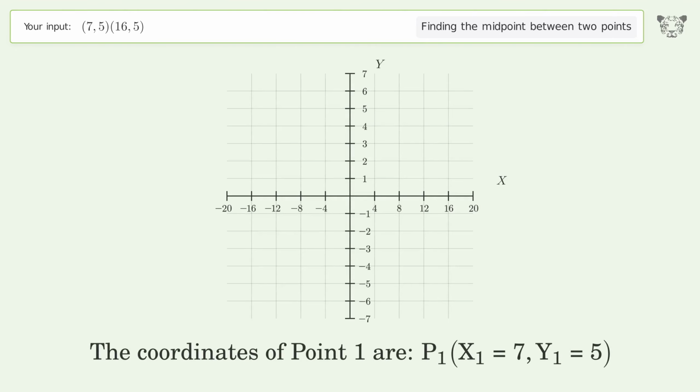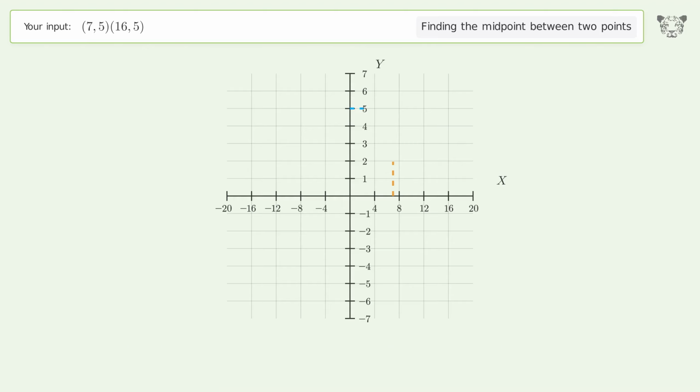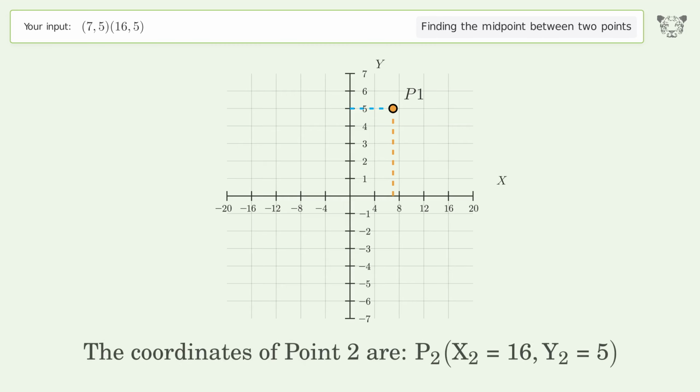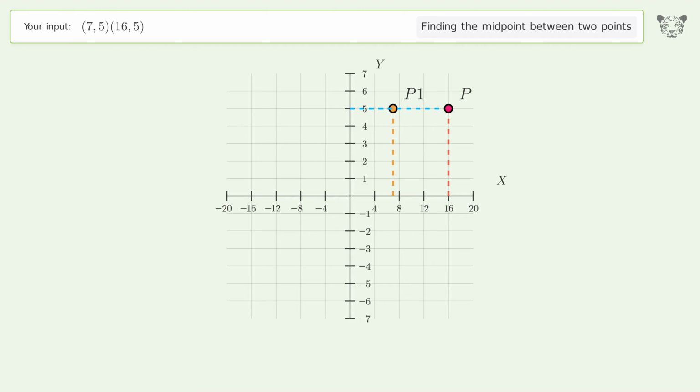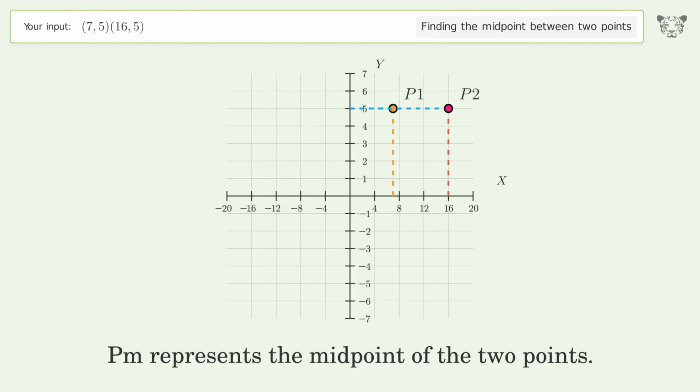The coordinates of point 1 are x1 equals 7, y1 equals 5. The coordinates of point 2 are x2 equals 16, y2 equals 5. PM represents the midpoint of the 2 points.